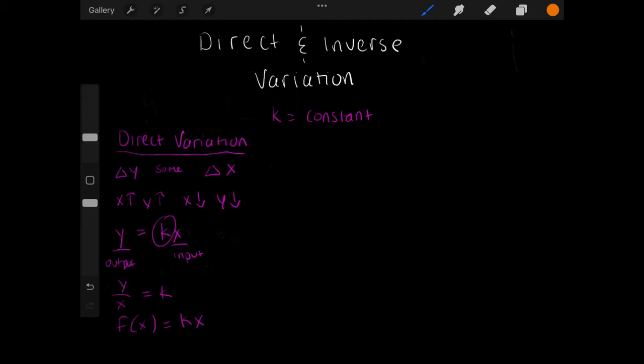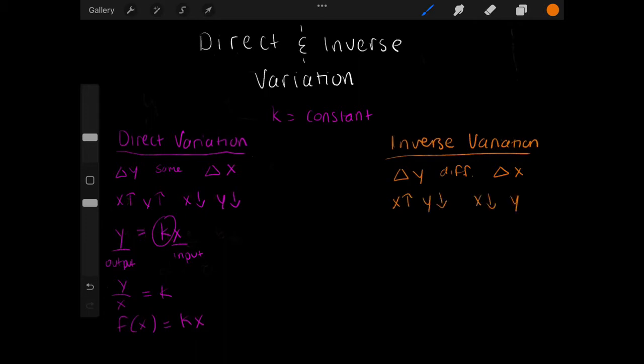So, inverse variation is when x goes down, y goes up. So we have inverse variation, and that's when the change in y is different than the change in x. So they go in different directions. When x goes up, y goes down. And when x goes down, y goes up.